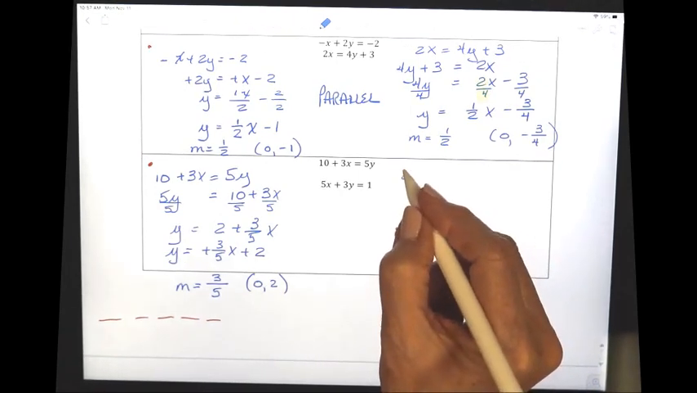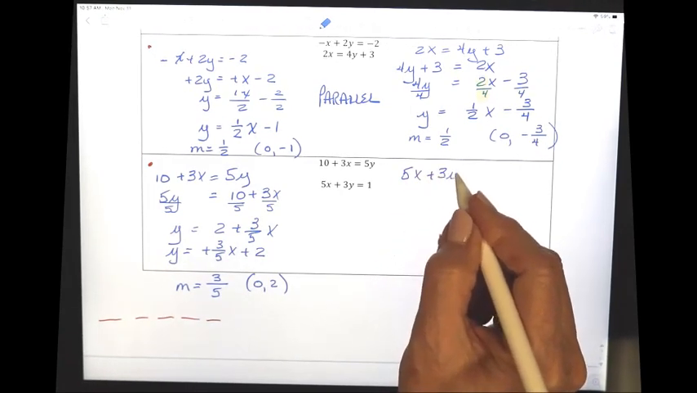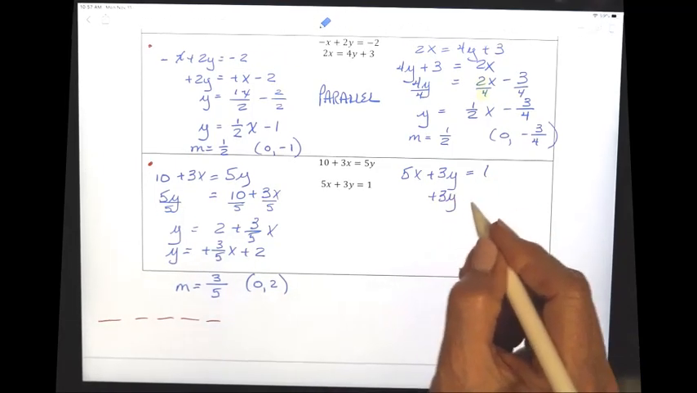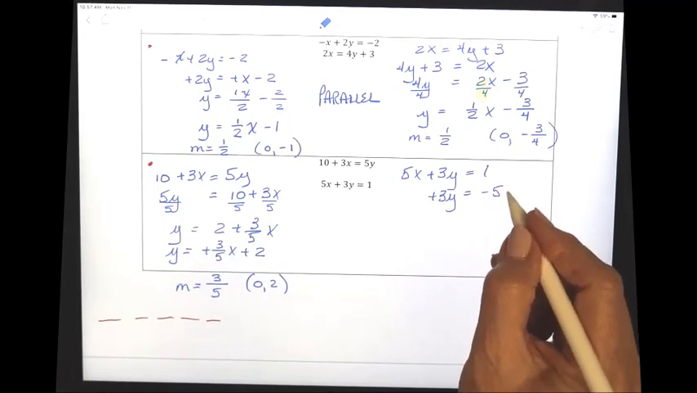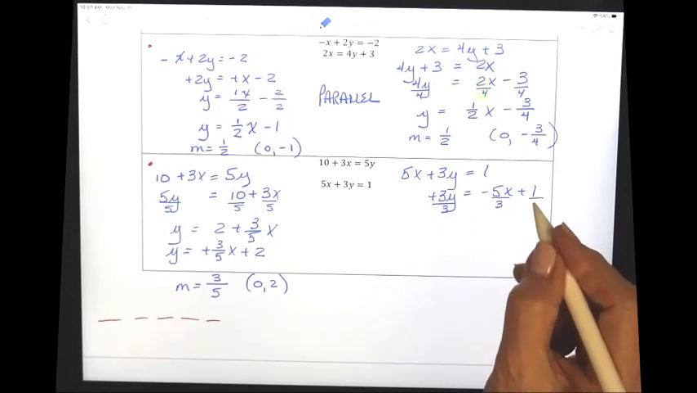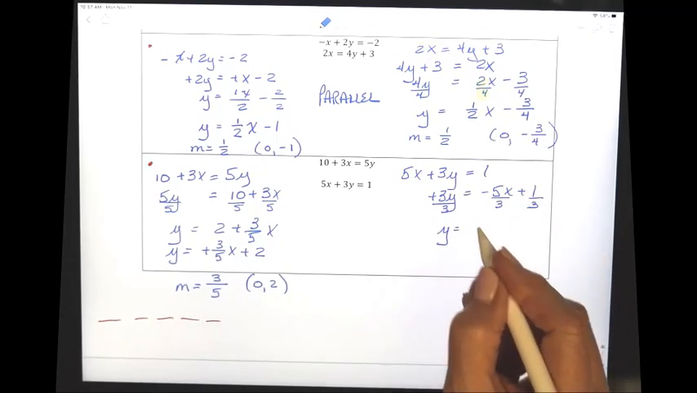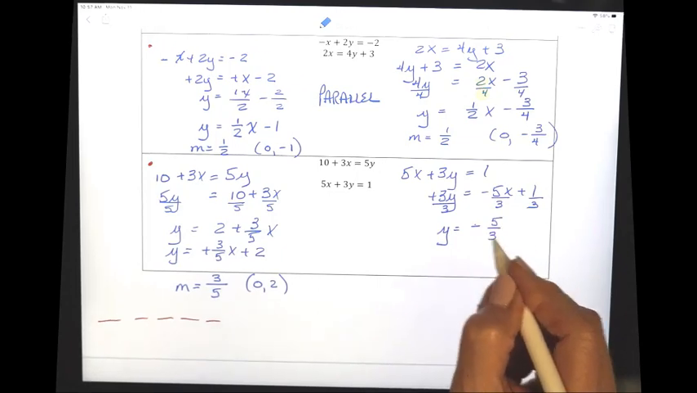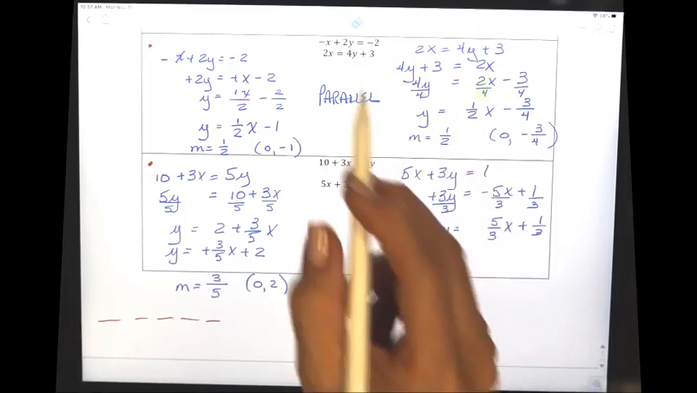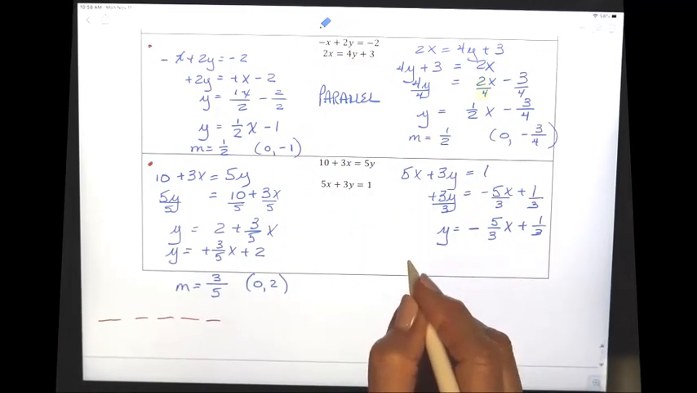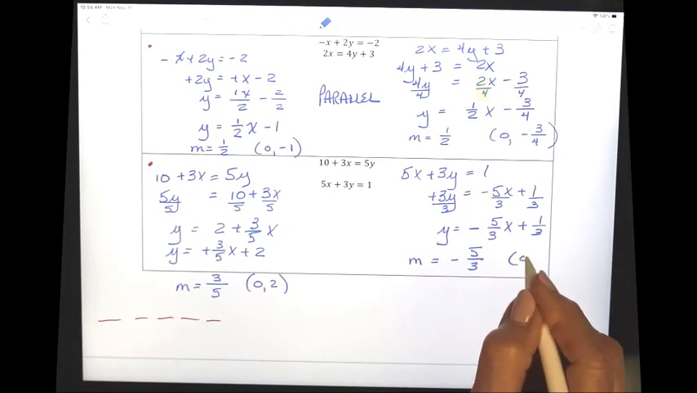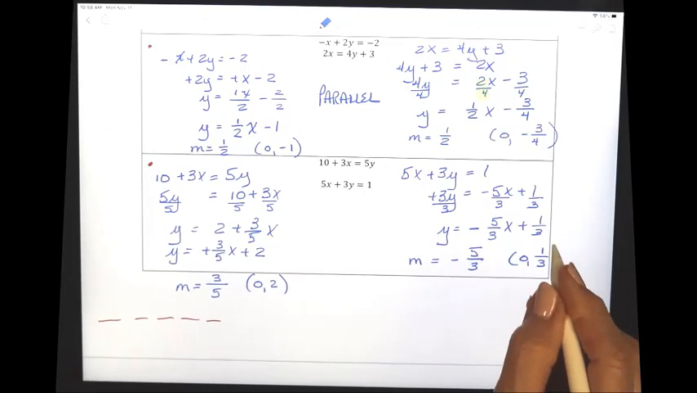And then moving on to the second equation and solving it explicitly for y, I'm going to subtract that 5x from both sides. And then I'm going to come through and divide everything by 3. And I can now see, let me clean up that little stray mark there. I can now see that the slope of this line is -5/3, and its y-intercept is at +1/3.